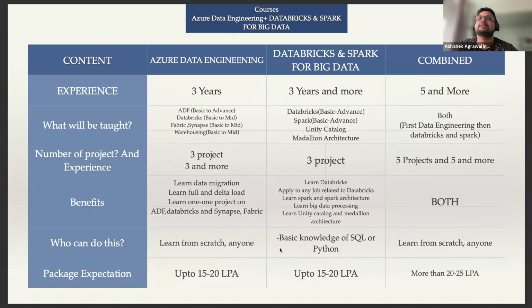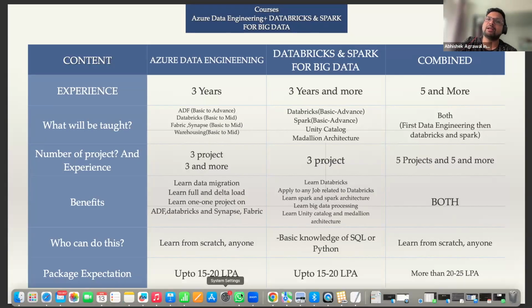So salary expectations are 15 to 20, more than 15 to 20 to 25 is the combined course curriculum. Now this is a summary about everything. And now suppose somebody says that I don't have any coding experience, go for data engineering. If you have coding experience, then also go for data engineering because that is a better course curriculum to start with. Or you can start with Databricks and Spark as well if your expectation is up to 20 LPA or 15 LPA, but if your expectation is more than 20 LPA, then you should take a combined course. So this is the summary about everything, right?